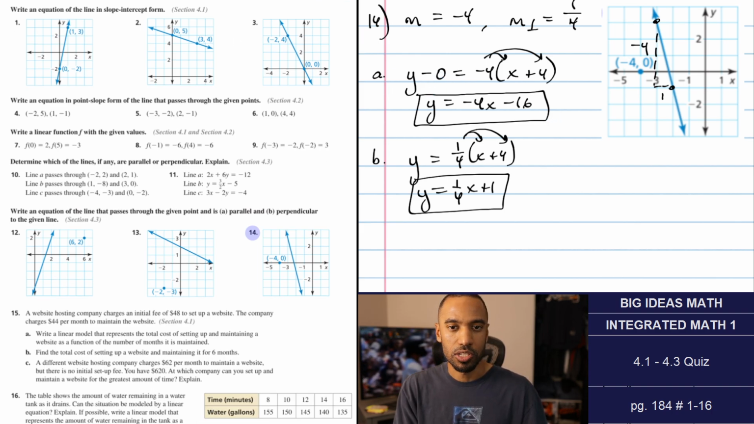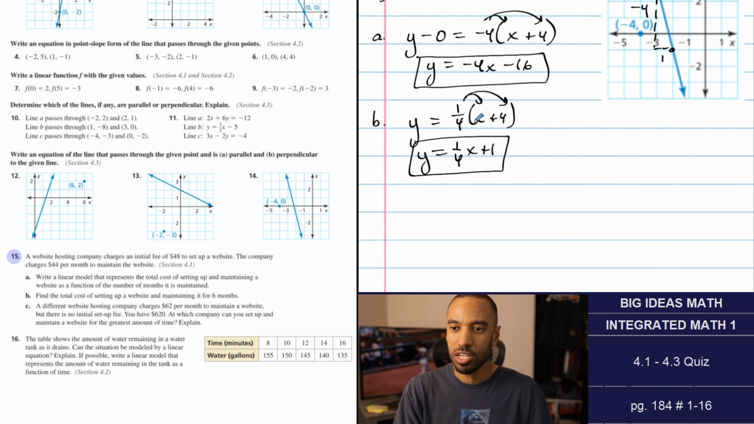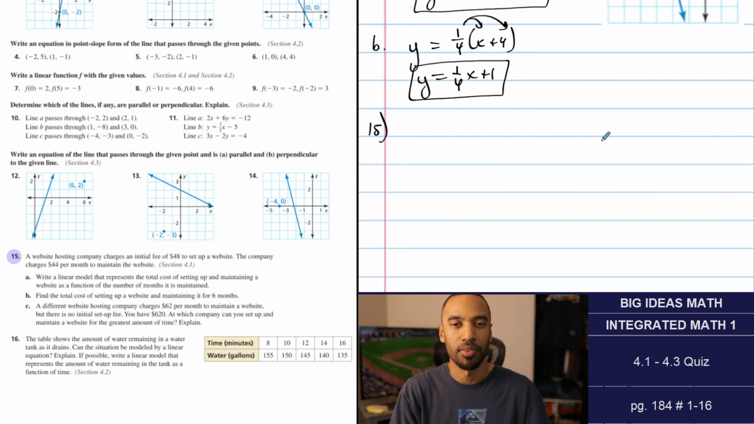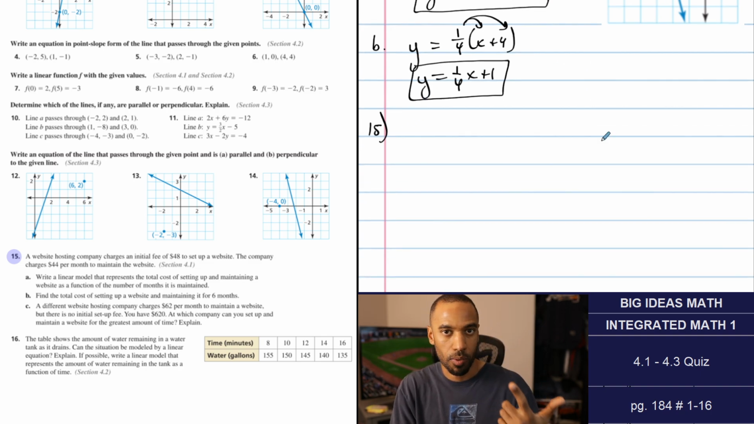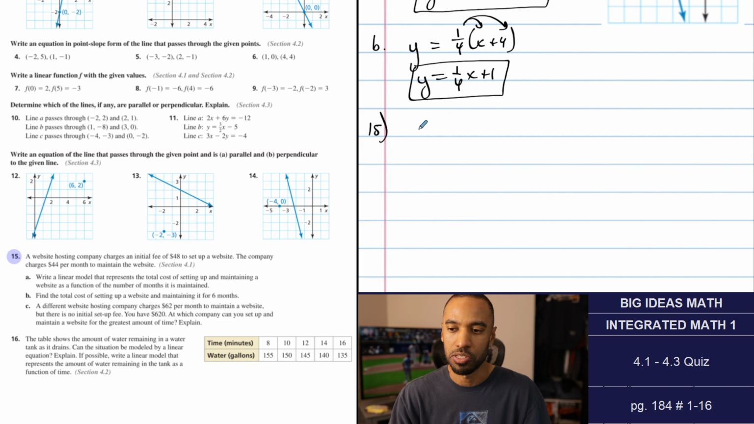Okay, 2 more questions as a whole. We have numbers 15 and 16. On number 15, it says, a website hosting company charges an initial fee of $48 to set up a website. The company charges $44 per month to maintain the website. It's out of section 4.1, and it sure sounds like it. They have kind of a slope-intercept form setup, initial value, and a rate. It says, write a linear model that represents the total cost of setting up and maintaining a website as a function of the number of months it is maintained.